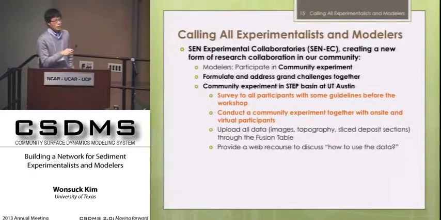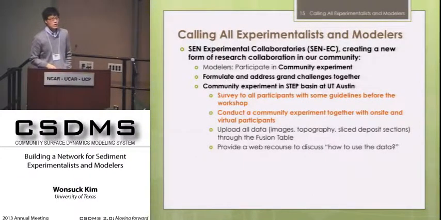How about this community experiments? It's a little different idea. So we gather the idea from the large community, and one of the laboratories actually conducts one experiment for them, and also broadcasts the experiments. There's an example from one we conducted in the Rift basin at UT Austin during the workshop.